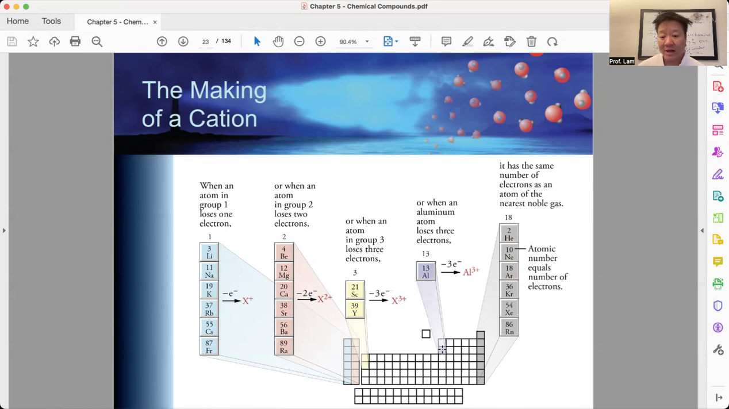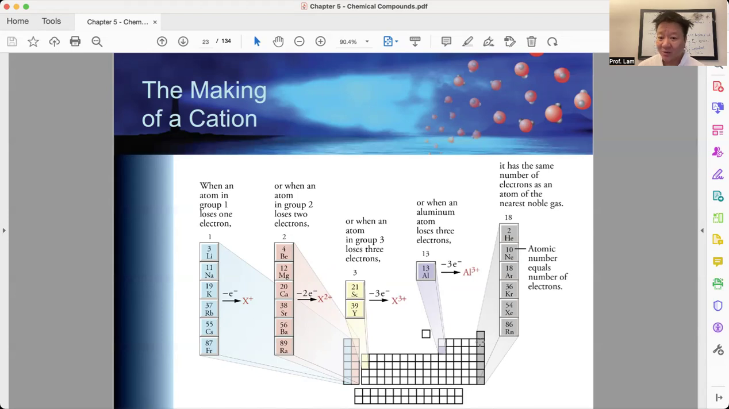And what's the quickest way to get to the noble gas for aluminum? It's going to be left or right? Well, let's see. Going right is 1, 2, 3, 4, 5 spaces. Going left would be 1, 2, 3. So it's shorter to go left. So aluminum is going to want to go left 3 spaces, meaning lose 3 electrons. And so therefore, aluminum is going to be 3 plus.